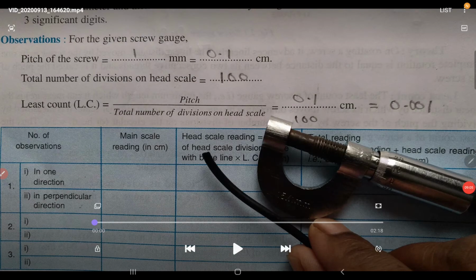Now we have come to the third objective, that is to calculate the mean radius of this given wire with the help of this screw gauge, whose least count is 0.001 centimeter and the pitch is 0.1 centimeter. Here the main scale is given in centimeter, but I will first find the reading in millimeter, and at last we can convert it into centimeter. So, let us play the clip and see how to do it.